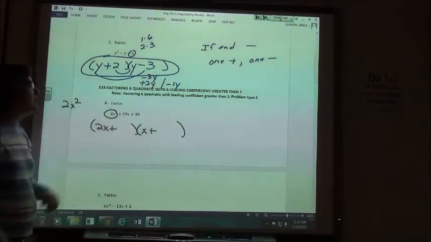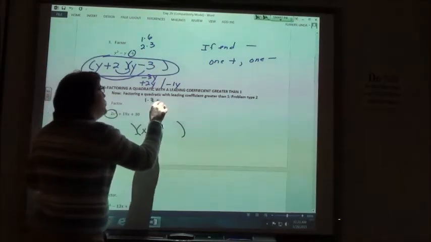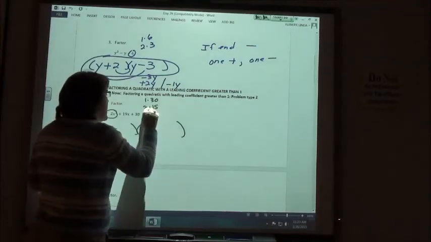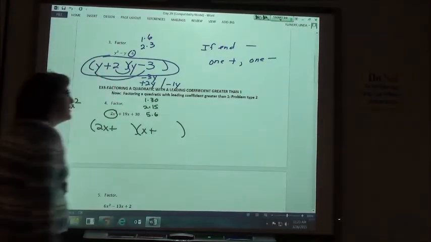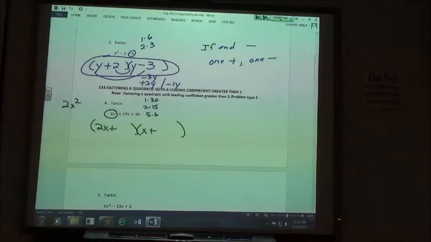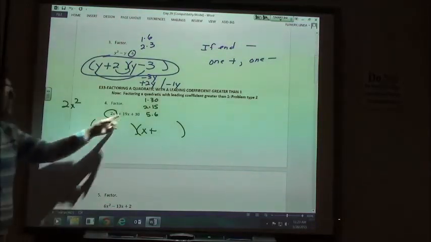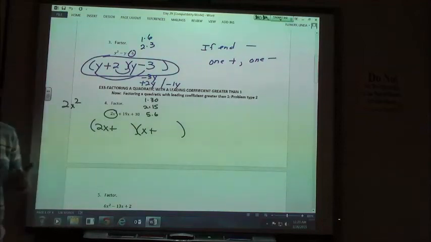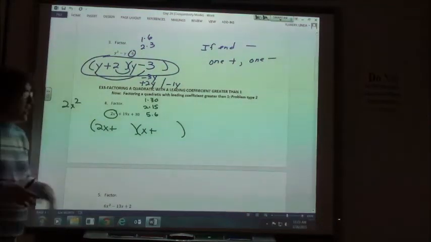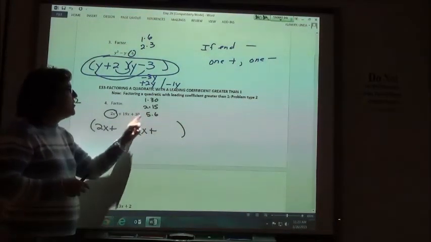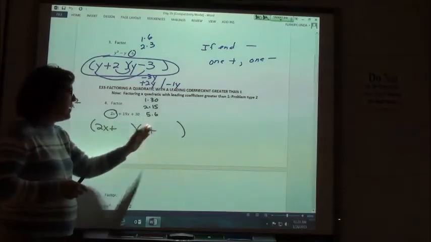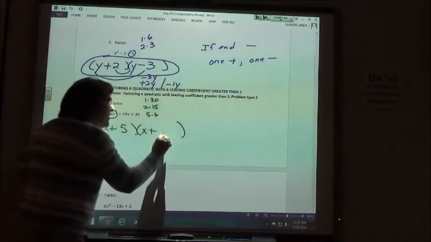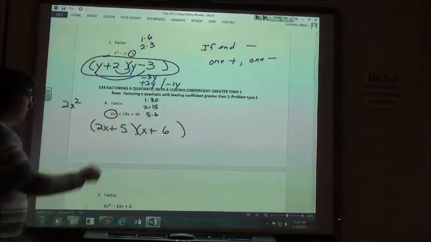Now we want the factors of 30. 1 and 30, 2 and 15, 5 and 6. Now this one's a little tougher because I can't just add or subtract them to get the middle number, because I have to think about FOILing. So what I want to do basically is just guess and check. Normally I'm just going to start with the bottom pair and plug them in. So I'm going to put the 5 and the 6 in, and then I'm going to check them.